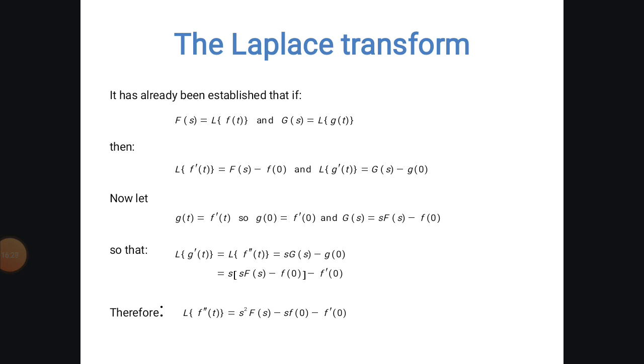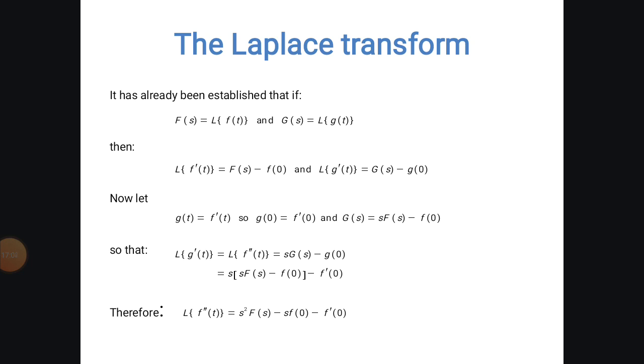Next, it has already been established that F(s) is Laplace of f(t) and G(s) is Laplace of g(t). Then Laplace of f'(t) is sF(s) minus f(0), and Laplace of g'(t) is sG(s) minus g(0). Now let g(t) be f'(t). So g(0) is f'(0), and G(s) is sF(s) minus f(0).